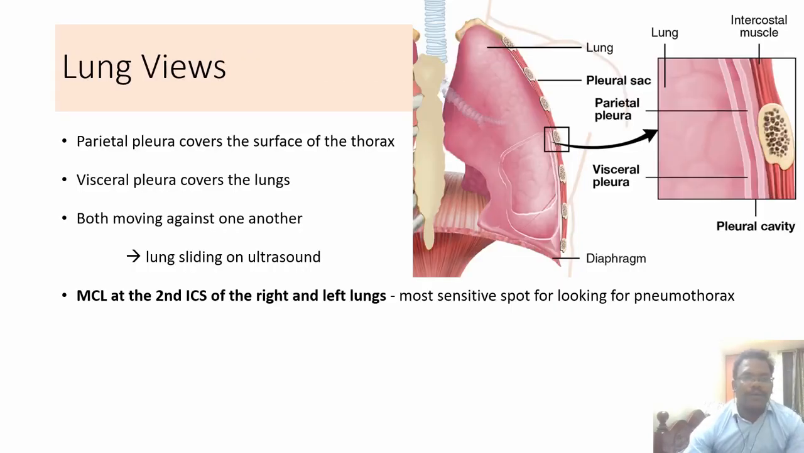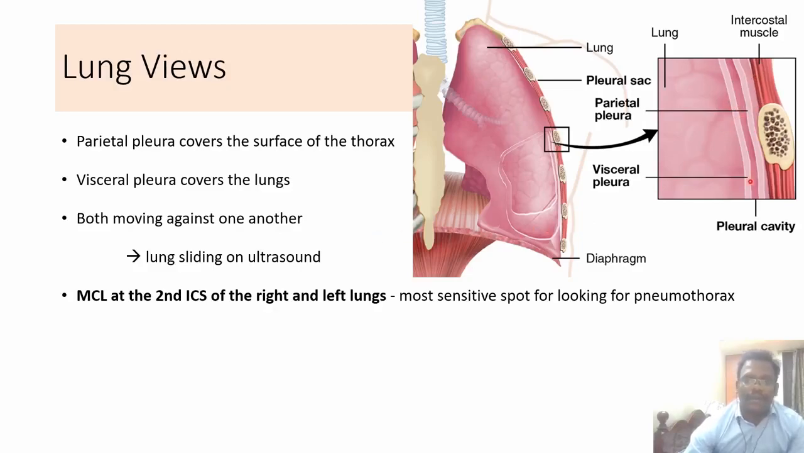So next view we have is the lung view of EFAST. In EFAST, we use the lung view to rule out or confirm the pneumothorax. So we know the parietal pleura covers the surface of the thorax, and the visceral pleura covers the surface of the lung. So when the patient takes a breath, both the pleura move against each other, and this makes a sliding movement in the ultrasound.